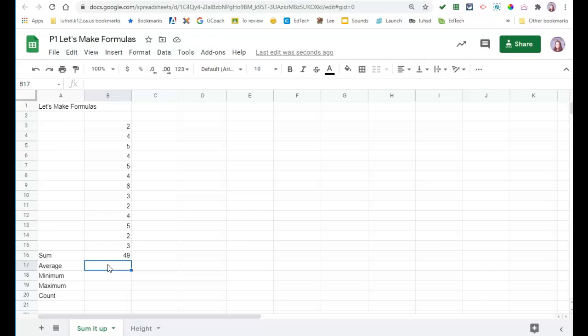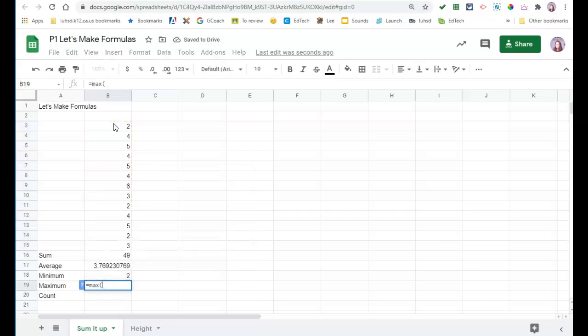All right, so we're going to do another formula very similar to that. It's going to say equals average, parentheses, B3 through B15. So again, equals average, parentheses, B3 colon B15, close the parentheses. Same thing for the minimum. Equals MIN, you don't have to do the whole thing, MIN for minimum, parentheses. Again, B3 through B15, close the parentheses.